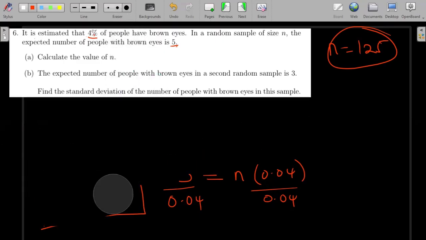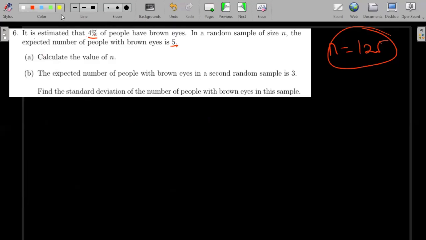Right, so let's look at B. They're saying the expected number of people with brown eyes in a second random variable is 3. Find the standard deviation of the number of people with brown eyes in this sample. So we know that the variance of X is equal to npq. That is when you're under the binomial distribution. The variance is simply the multiplication of these.